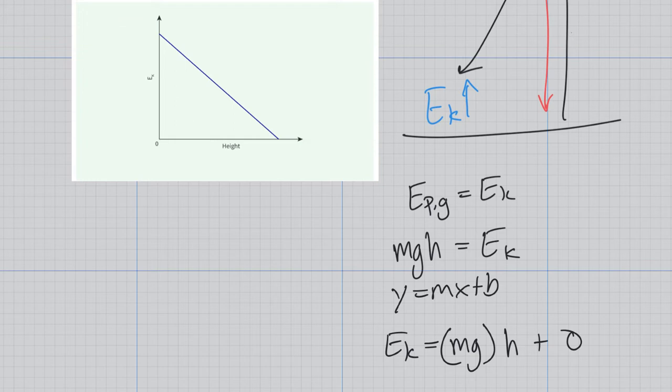Well, actually, we don't need to worry about this zero. But essentially, we can rewrite this as my slope of my line is mass times gravity, and then my x variable is the height. So we can see that this would be a constant slope. This slope here would equal mass times gravity. And that energy kinetic is simply a linear relationship compared to height.